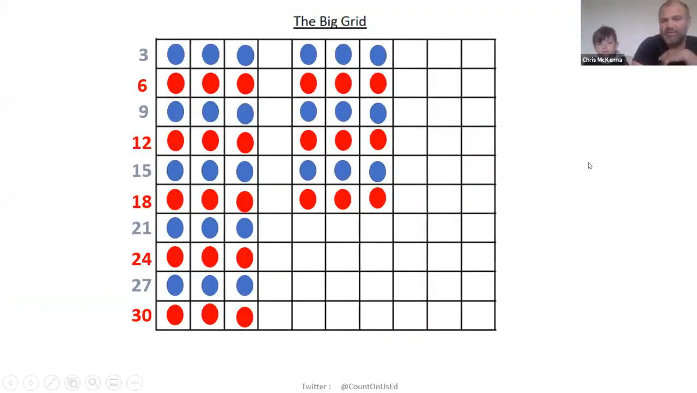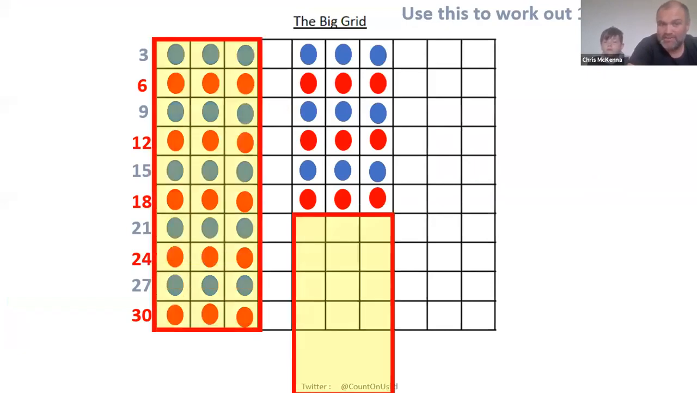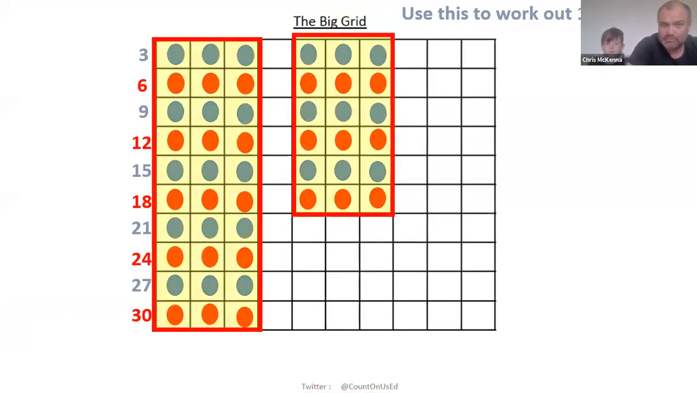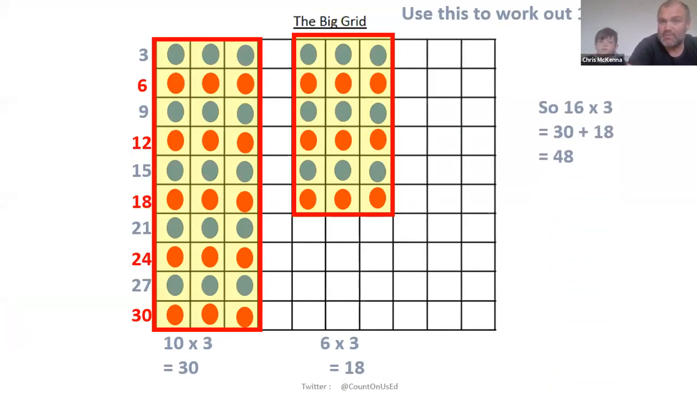Next question, how many groups of 3 do you see on the screen? Hopefully, you can see this is 16 groups of 3. We have 10 groups of 3 and we have 6 groups of 3. How many dots are in this section here? There are 30. How many dots are in this section here? There are 18. So we can see 10 threes are 30, 6 threes are 18. So to work out 16 times 3, we do 30 add 18. So the answer is 48.